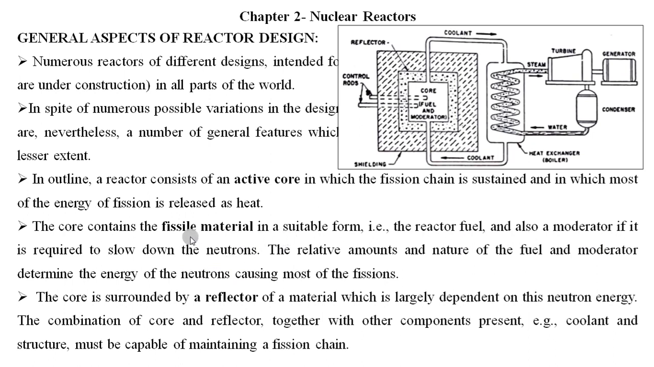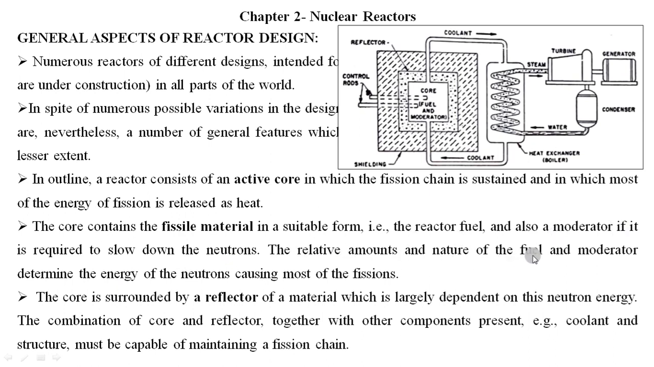So the core contains fuel and moderator. These moderators are used in the core to slow down the neutrons, because fission is caused by neutrons, and the neutrons required for the fission are either slow neutrons or fast neutrons. If slow neutrons are required for the fission, then you need the moderator to slow down these neutrons.